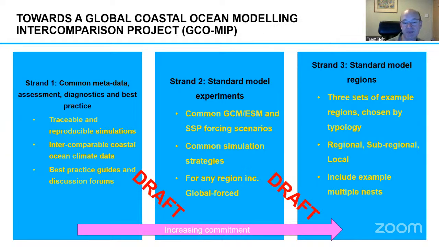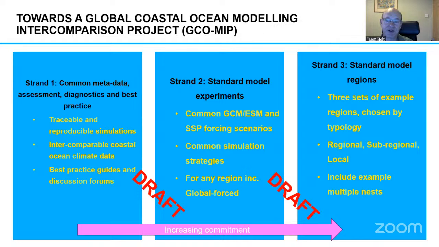And this can be conducted for any region, including global forced cases, which can then be used to provide boundary conditions for ecosystem models. So the third strand, which is possibly the more ambitious one, is to define some standard sets of regions, and these might well span particular shelf sea types using typology approaches, for example Arctic models and tropical models, or upwelling systems.